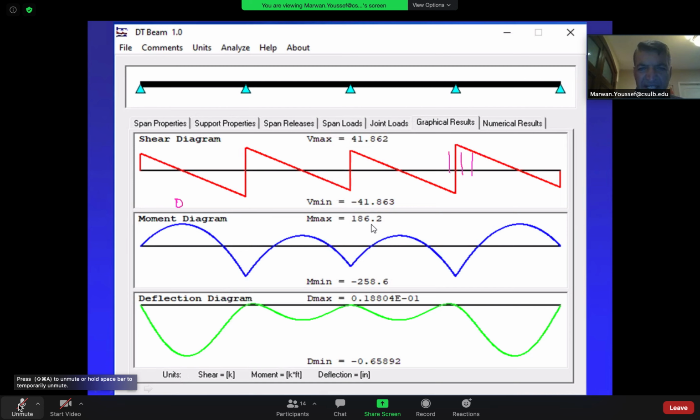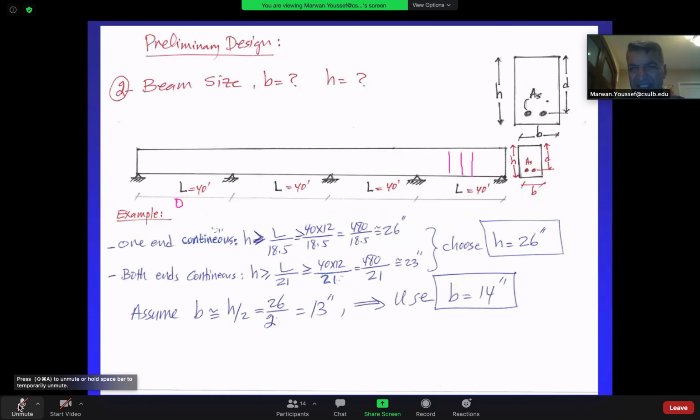Here it tells you M max is 186, and look at these schematic. The maximum moment is here and there. So you know that value, 186.2 kip-feet. I already calculated my B and D, remember? I already calculated my B and D in this example. My B is 14 and H is 26, right? Can I calculate D? Yeah. If I assume this is 3 inches, so my D is going to be 23 inches. So D 23, B is 14.